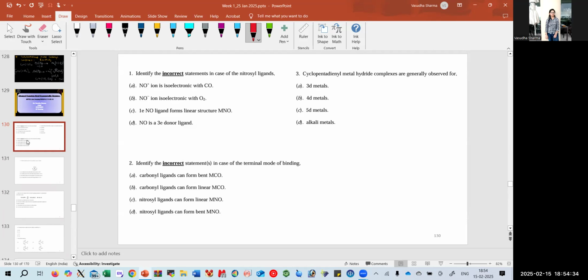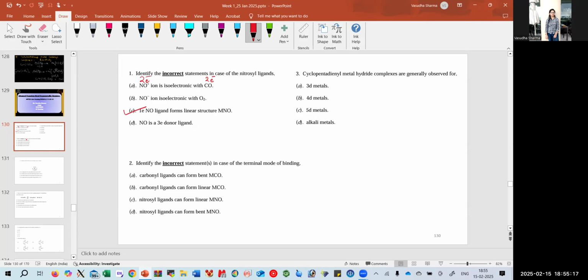The first question says: identify the incorrect statements in case of nitrosyl ligands. The first option is NO positive is isoelectronic with CO. We know that NO generally gives you 3 electrons. When there is a positive charge, it is a 2 electron donor, and therefore it is isoelectronic with CO. That's the right option; we need to find the incorrect one. NO minus is isoelectronic with O2, that is 4 electrons, that is correct. A 1 electron NO ligand forms a linear structure with M-N-O. No, that is wrong. Only the 3 electron nitrosyl group forms a linear structure. NO is a 3 electron donor, that is right. So option 3 is the incorrect statement.